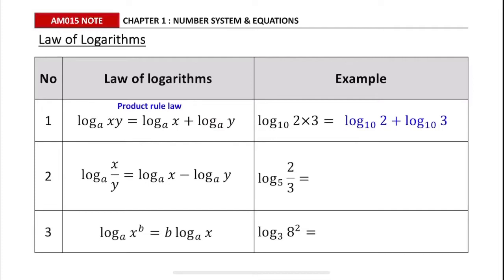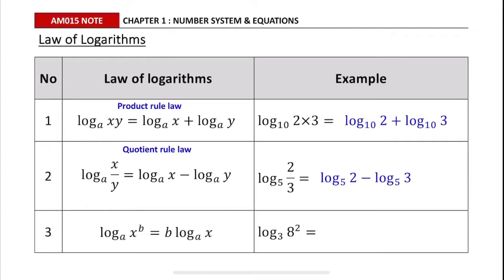The second law is the quotient rule, where log base a of x over y equals the subtraction of two logarithms, which is log base a of x minus log base a of y. The example is log base 5 of 2 over 3, and this equals log base 5 of 2 minus log base 5 of 3.